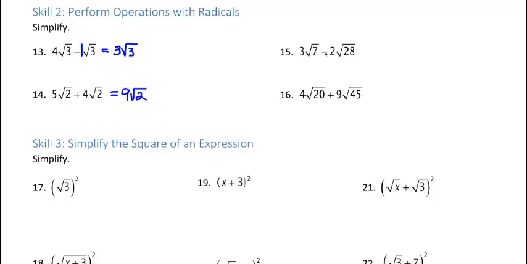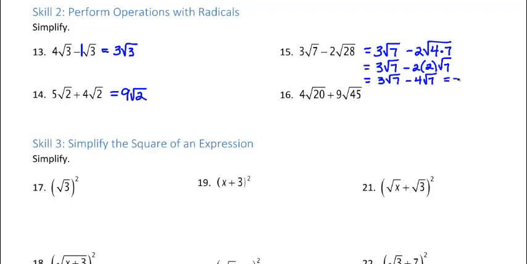3 on the square root of 7 minus 2 on the square root of 28. Before we can combine them, we need to simplify any radicals. So we first recognize that 28 can be written as 4 times 7, right? We're looking for a perfect square factor. We simplify this to be 3 on the square root of 7 minus 2 times 2 on the square root of 7. So this is 3 on the square root of 7 minus 4 on the square root of 7. And that is negative 1, or just simply negative square root of 7.